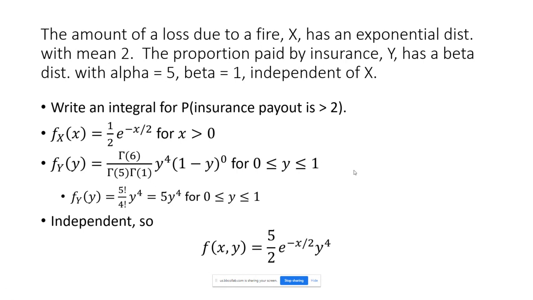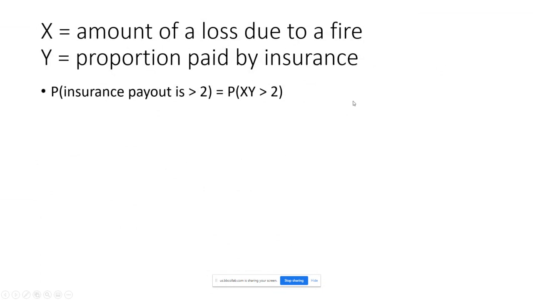All right, so now we have our integrand. Now we need to find our bounds of integration. And I really, really recommend sketching a region for this. So we're trying to find the probability that x times y is greater than 2.